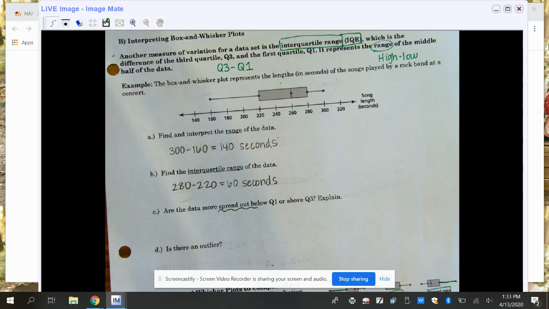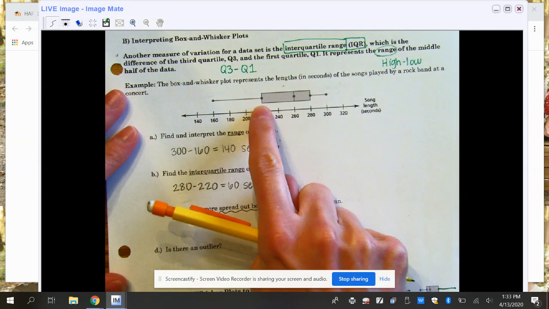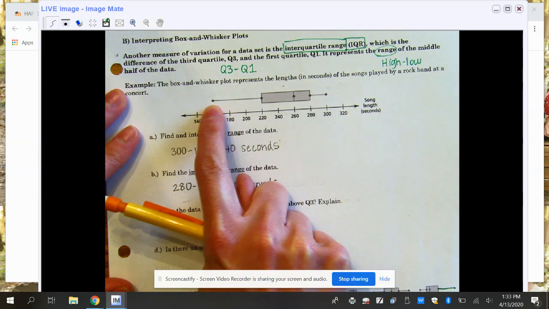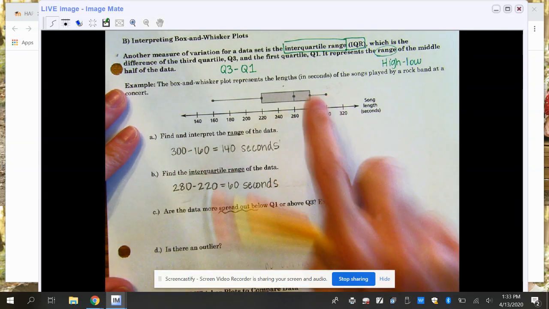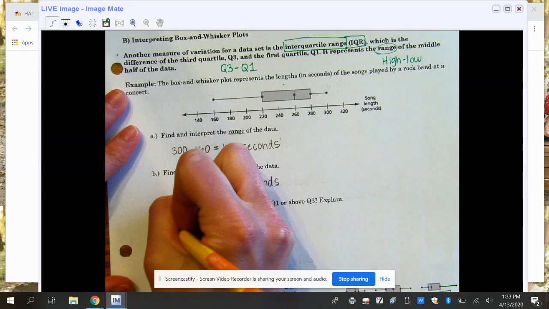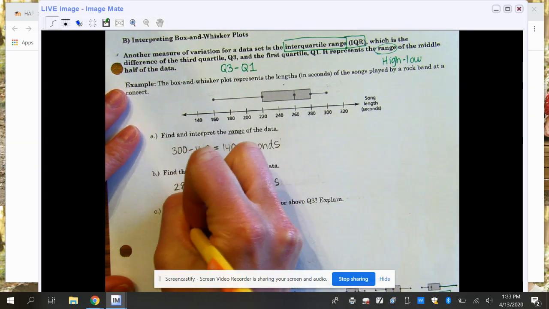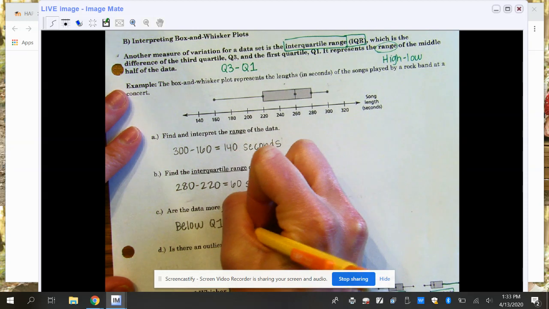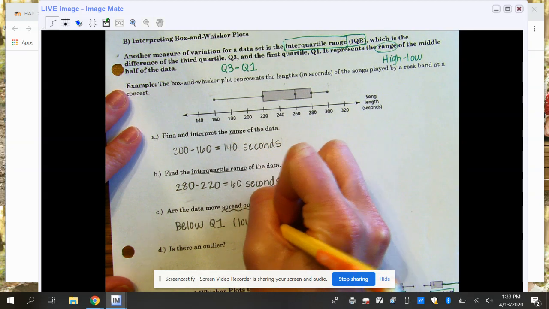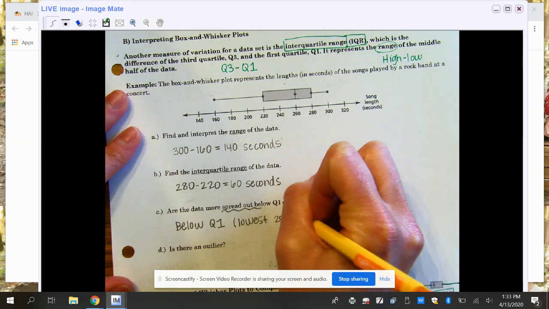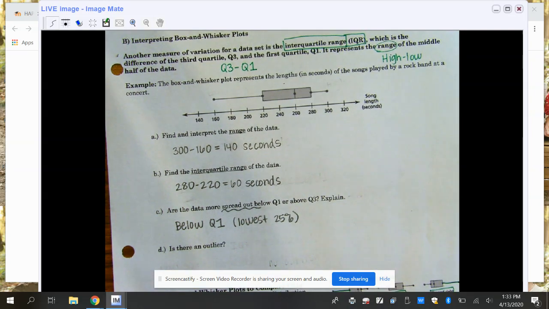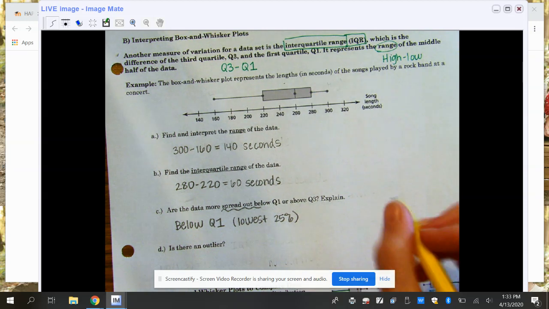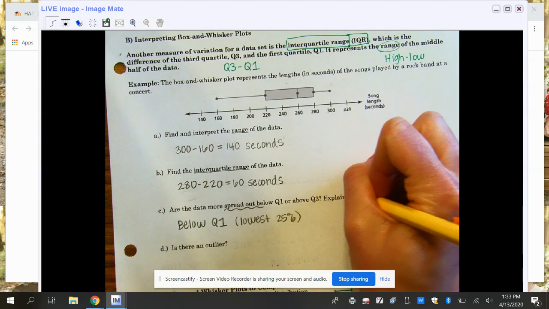Where is my box the longest? Or where is my whisker the longest? Okay, so I can see right here, this whisker is longer than this one. So that means that they're going to be more spread out below Q1, which is the low 25% of the data, the first 25%. Okay. And it's because the whisker is longer.